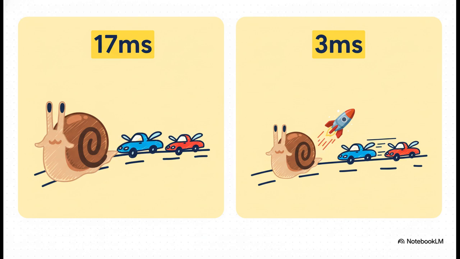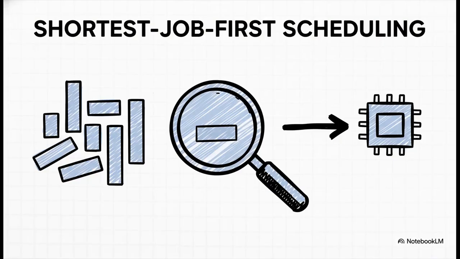So yeah, the order matters a lot. And that idea leads us directly to a much smarter strategy: shortest job first. The logic here is beautiful in its simplicity. Just always pick the job that needs the least amount of CPU time. It's actually been proven to be the absolute optimal way to schedule things if your goal is to have the lowest possible average waiting time.